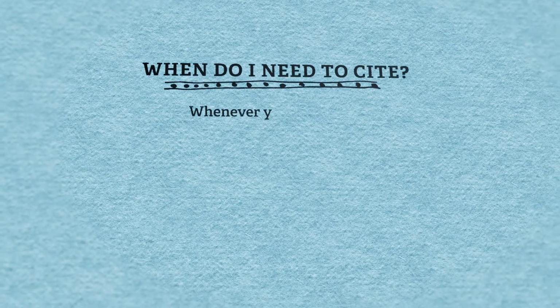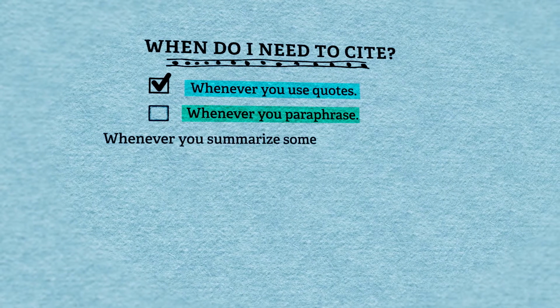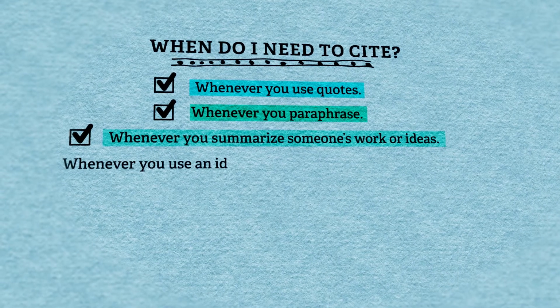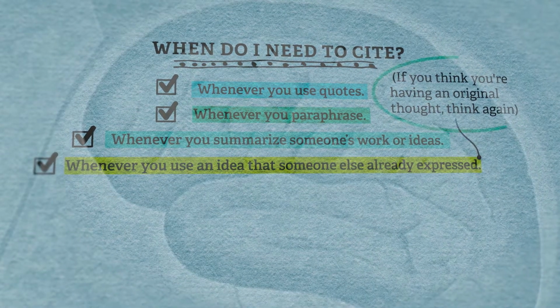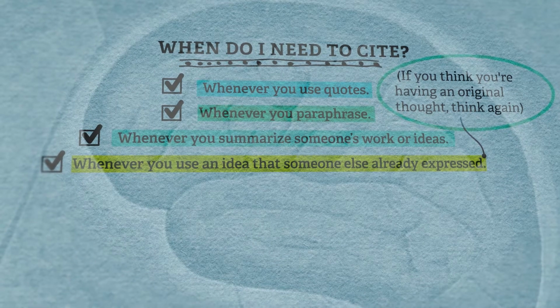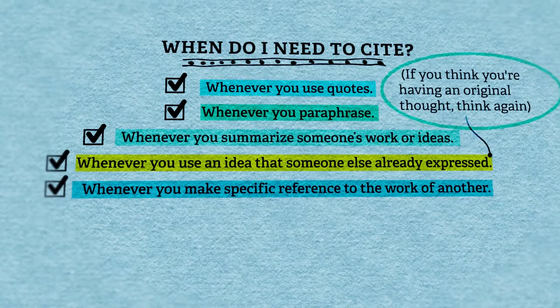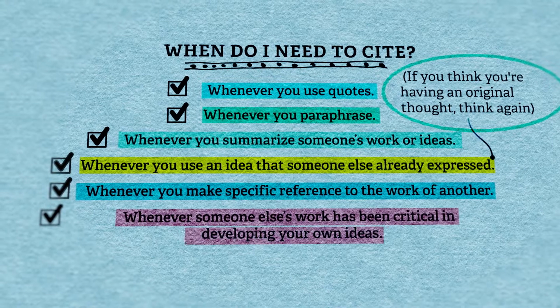I get students who are really nervous about plagiarism and so have this idea that they need to cite everything. That's not true. Some of the things that you do need to cite include quotations, paraphrases, so when you're taking somebody else's ideas and putting them in your own words, when you're summarizing somebody else's paper or ideas, whenever you use an idea that someone else has already expressed. If you think that you have an original idea, I hate to break it to you, but you probably don't. Someone else has already had it. Whenever you make specific reference to the work of another, even if you're not including direct quotes. Whenever someone else's work has been critical in developing your own ideas.